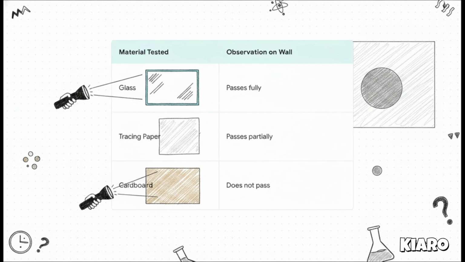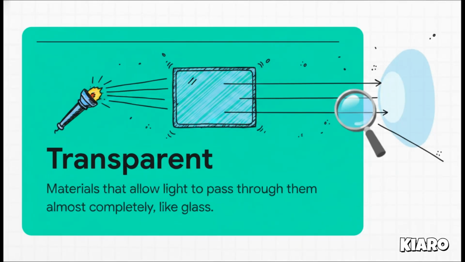So let's put some proper scientific names to these reactions, shall we? First up, we have transparent. Transparent materials allow light to march right on through almost completely. Because a window pane is transparent, those straight lines of light from our torch just sail right through it and hit the wall with full brightness.